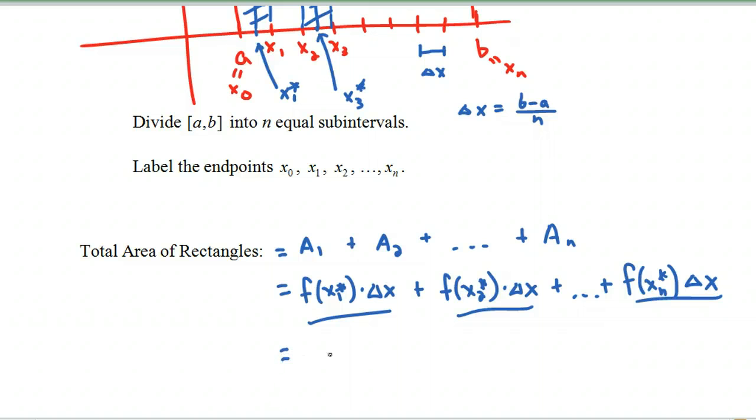Okay, now we can write this more compactly in summation notation. We're adding some things together, so we can sum this up. We can think of this as the sum from k equals 1 to n of f of x sub k star times delta x. Because notice if you plug in 1 for k, you get f of x sub 1 star times delta x. That's this term right here. When you plug in 2, you get this term. You plug in 3, you get the next one, and so on, till once you plug in n, you get this last term. Okay, so this sum here represents the total area of those rectangles.